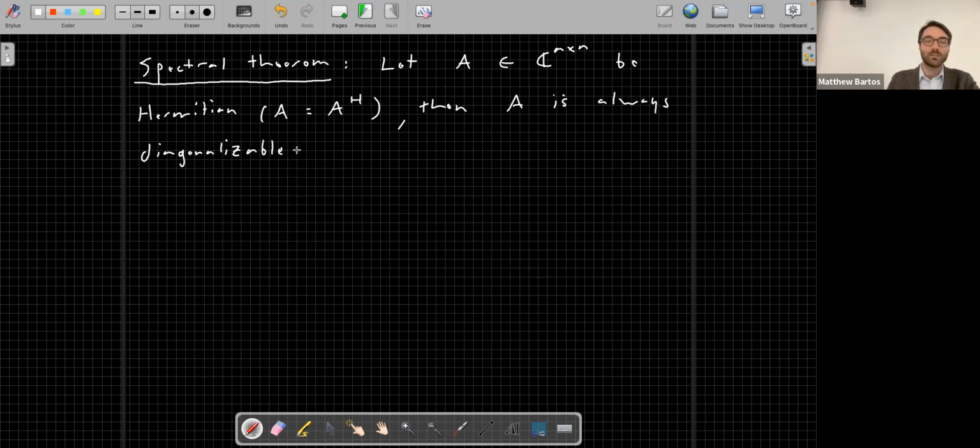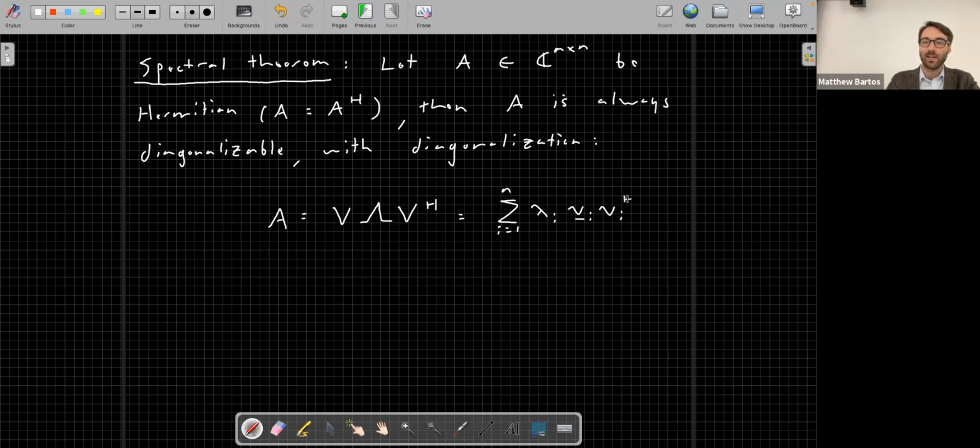It's always diagonalizable with diagonalization given by A equals V Lambda V Hermitian transpose, which we can also write as that sum of outer products from i equals 1 to n of lambda i, v i, v i Hermitian transpose. So if A is complex valued and Hermitian, or if it is real valued and symmetric, that matrix is always diagonalizable. And not only that, but there are also two other nice properties.